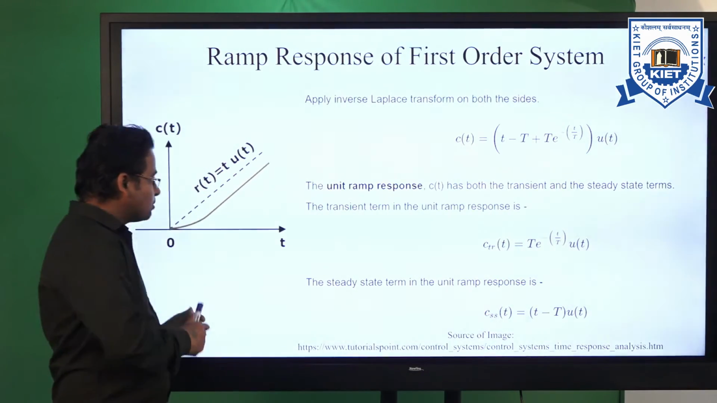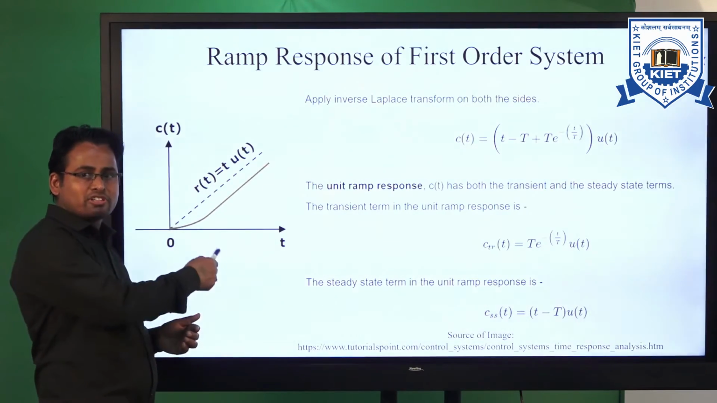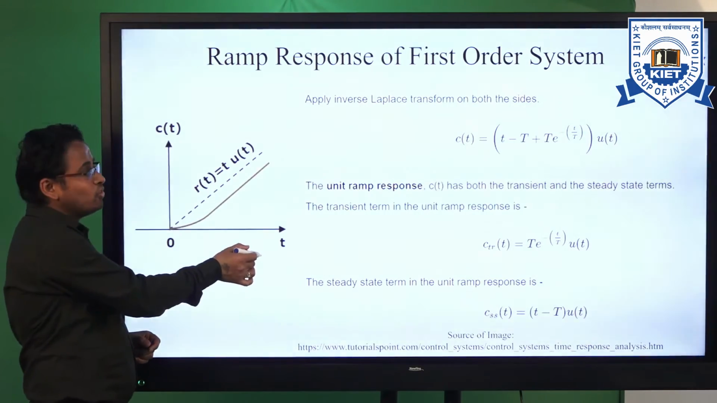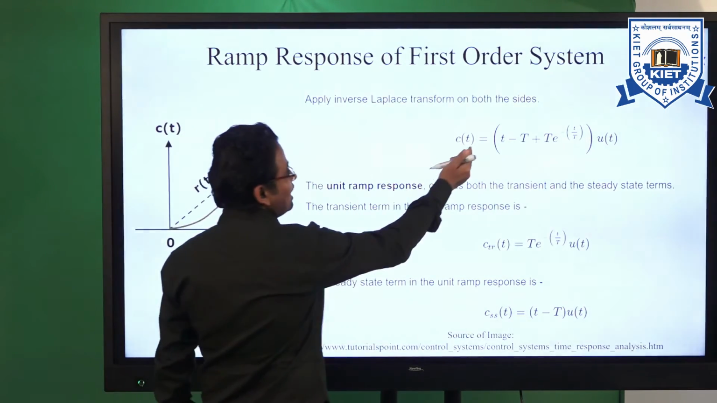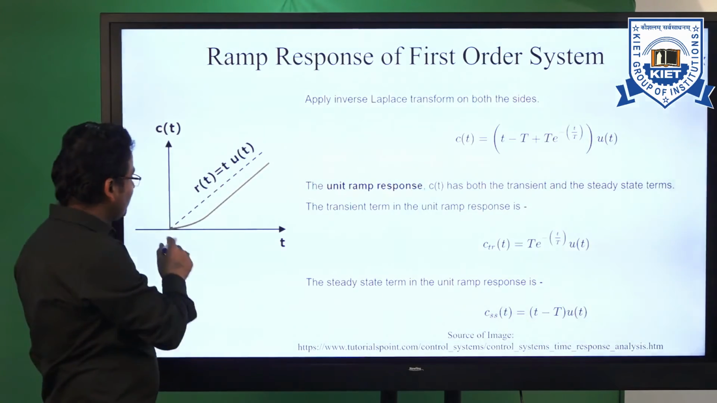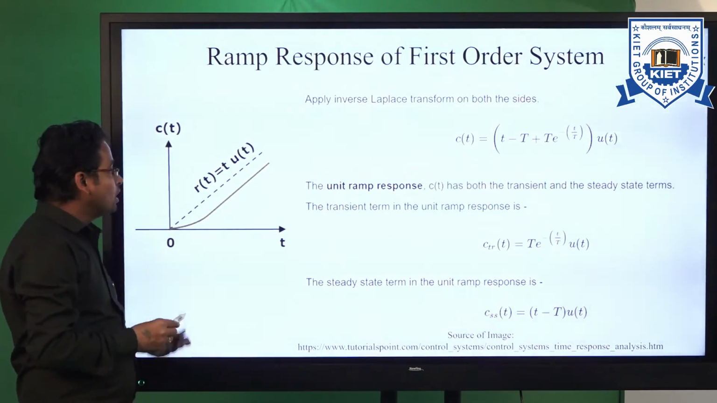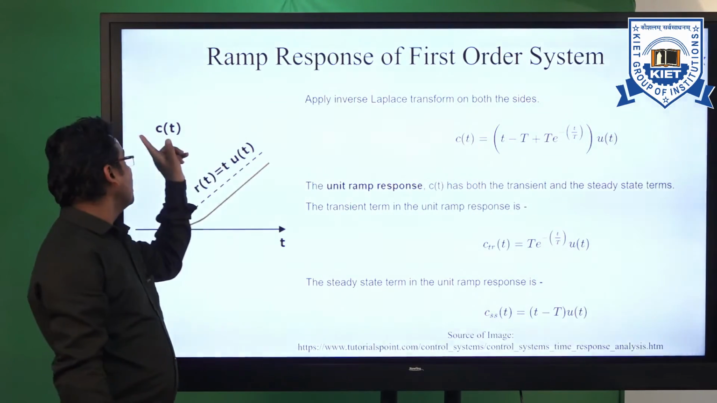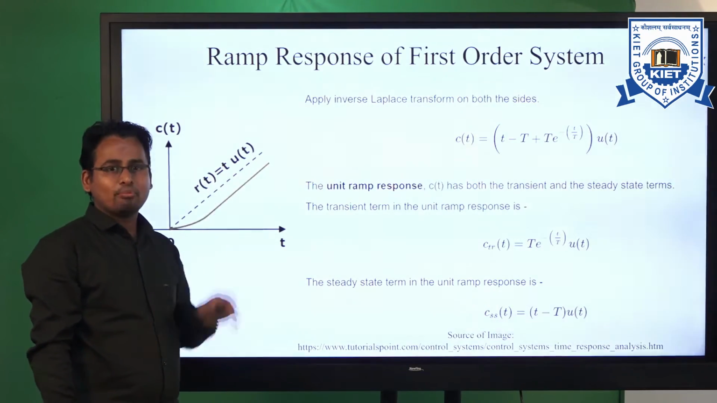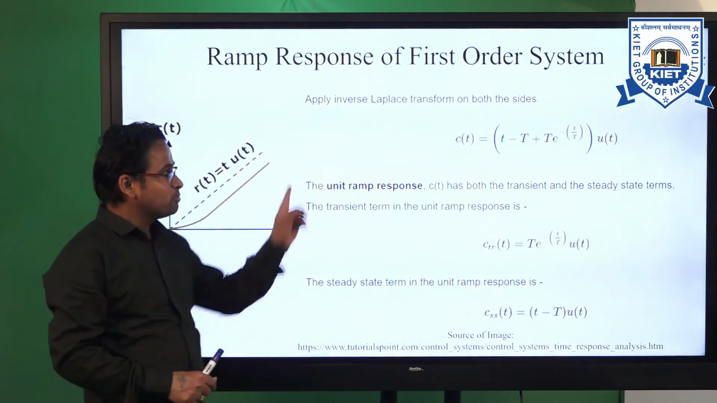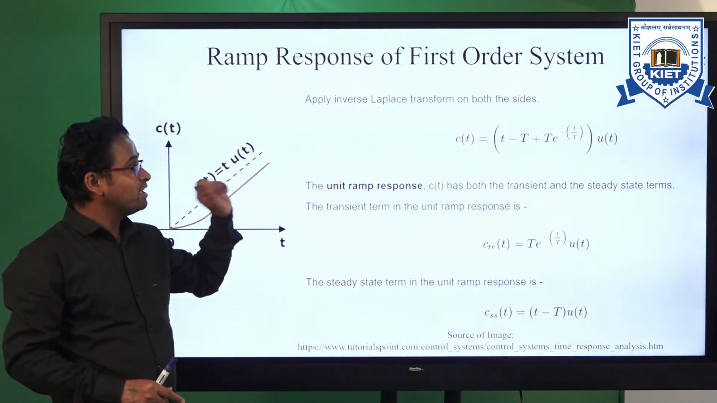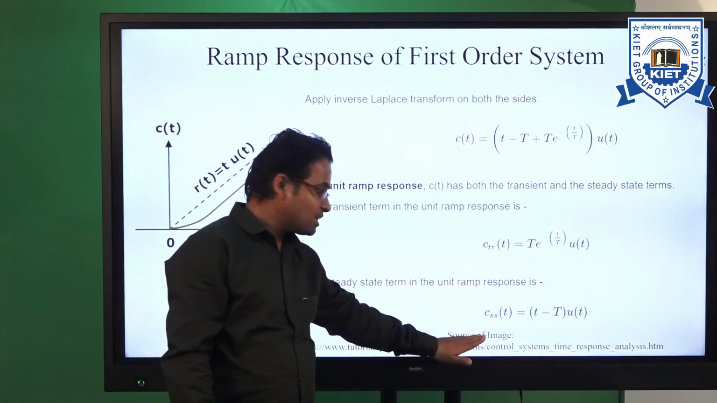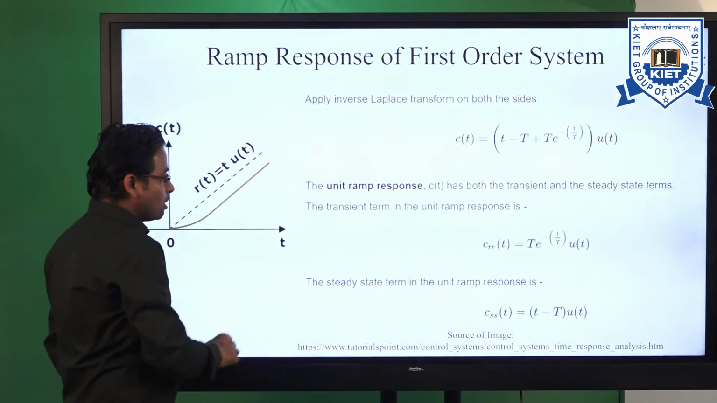Now come to this particular diagram. That is the response between c(t) versus t. If you sketch with the help of this equation, then we will find like this. Now what is this? r(t) is equal to t into u(t). That shows our output response when subjected to unit ramp. So in this particular slide we are seeing the response of the system, transient term, and steady state term.